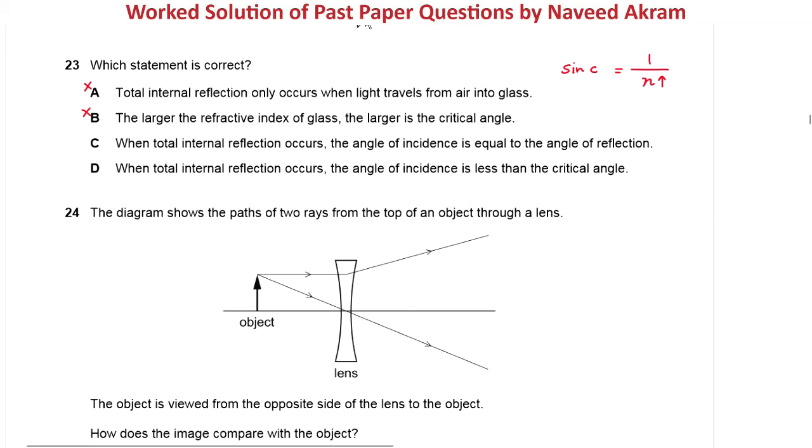Option C, when total internal reflection occurs, the angle of incidence is equal to the angle of reflection. Yes, that's absolutely right. When there is total internal reflection, the angle of incidence and angle of reflection are equal. Option C is correct, but let's check option D as well. When total internal reflection occurs, the angle of incidence is less than the critical angle. No, the total internal reflection occurs only if angle of incidence is greater than the critical angle. So option D is also not the right option.